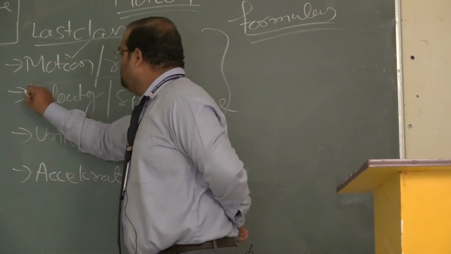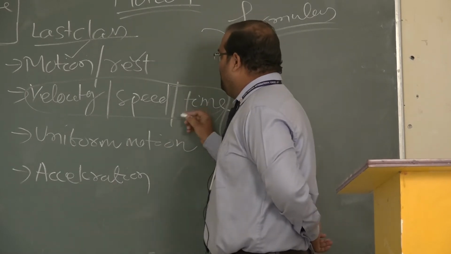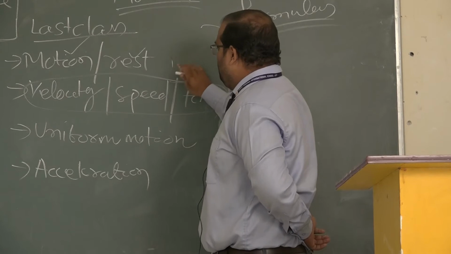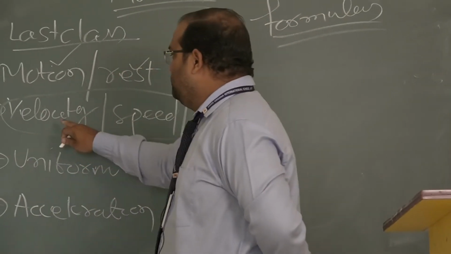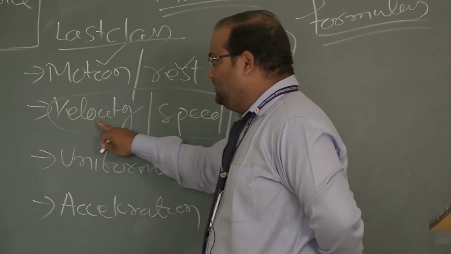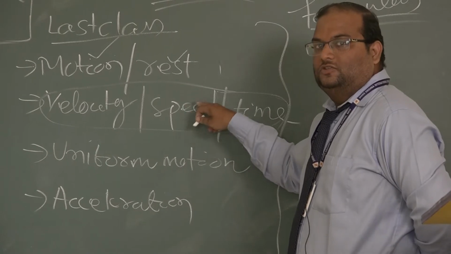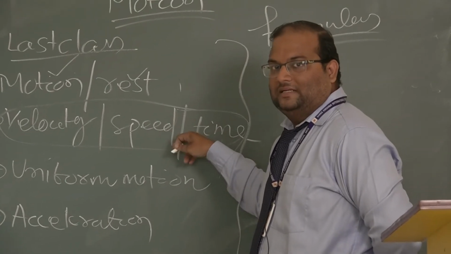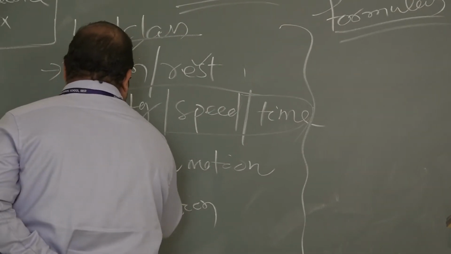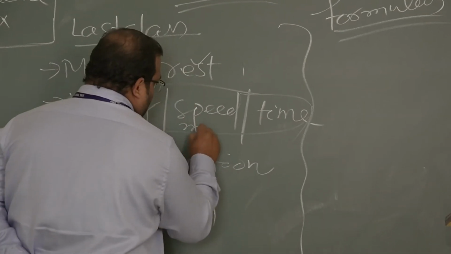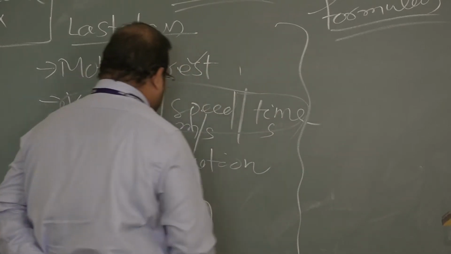So now velocity, speed and time. What is velocity, speed and time? There is a formula for speed, time and velocity. Velocity is the rate of change of displacement, speed is rate of change of distance. Distance is equal to speed into time. So speed is equal to distance by time. So SI unit of velocity is meter per second, SI unit of speed is also meter per second, and SI unit of time is second.